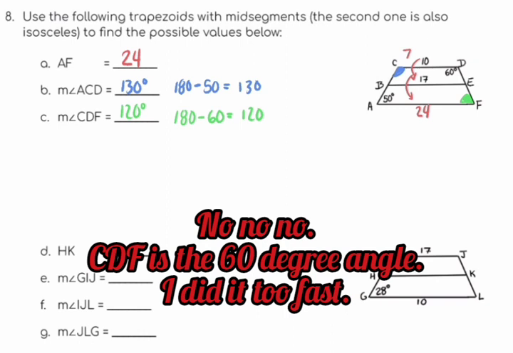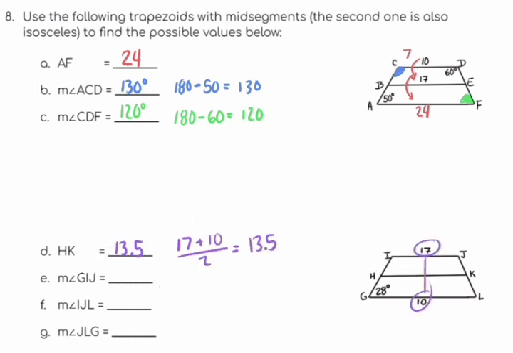Since this is not an isosceles trapezoid, none of the angles have to be equal. Since HK is the midsegment, that means the value is halfway between 17 and 10. Add them together, divide by 2, we get 13.5.